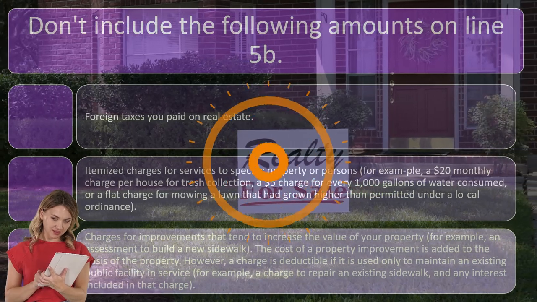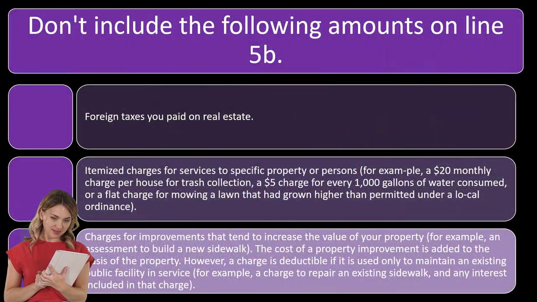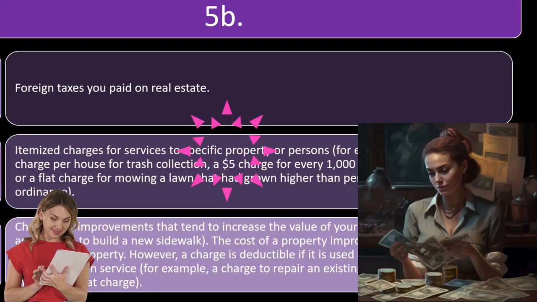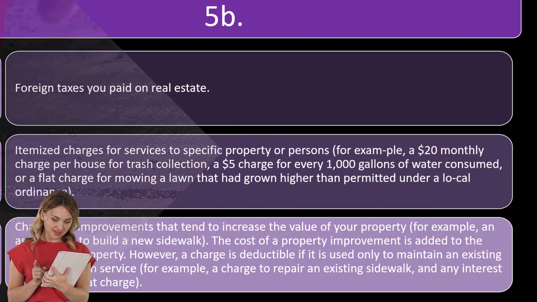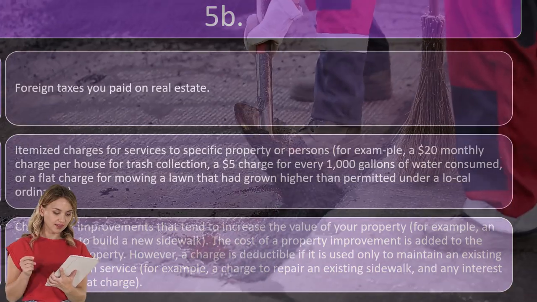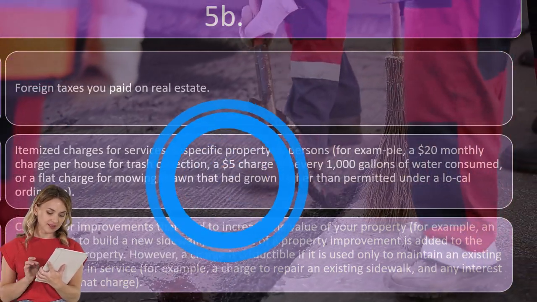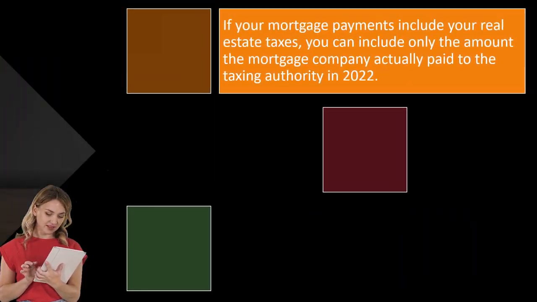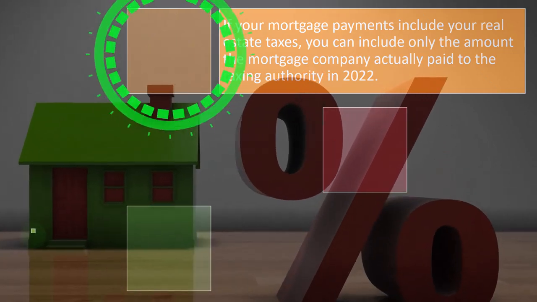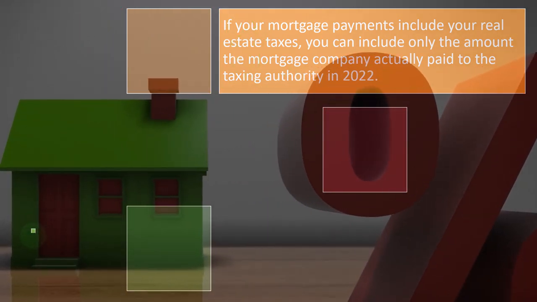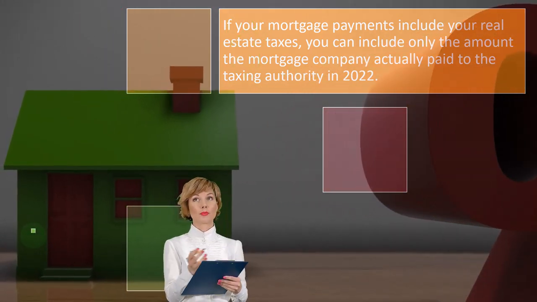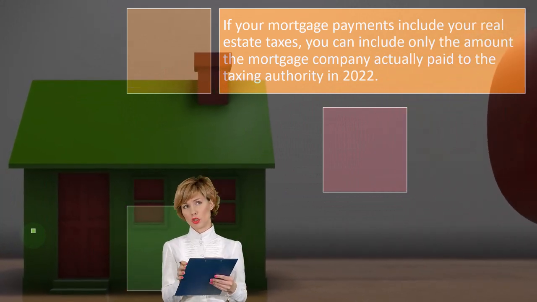But there it is. However, a charge is deductible if it is used only to maintain an existing public facility in service. For example, a charge to repair an existing sidewalk and any interest included in that charge. If your mortgage payments include your real estate taxes, you can include only the amount the mortgage company actually paid to the taxing authority.